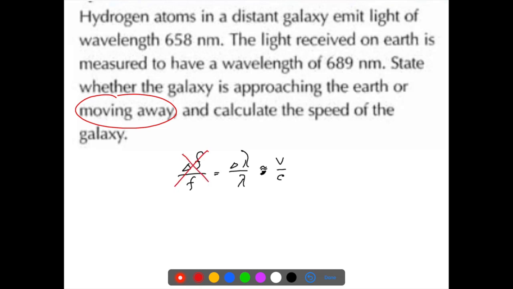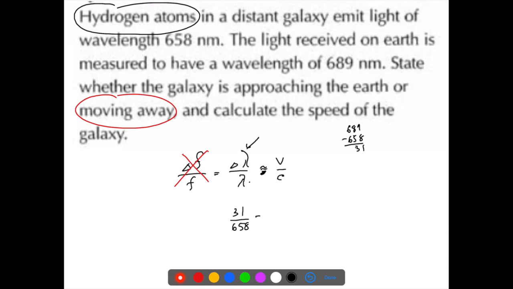We're not really worried about the frequency here, so we'll take that out. Let's put in our numbers for the wavelength. Remember this is the change in wavelength, so I'm going to need 689 minus 658, which will give me 31. So the top will be 31. The bottom is the real wavelength, what hydrogen atoms should be emitting, so it's the 658. Be sure not to put in the 689. It's tempting because that's what we're seeing, but what you want is the original, what it was before any motion was added in.